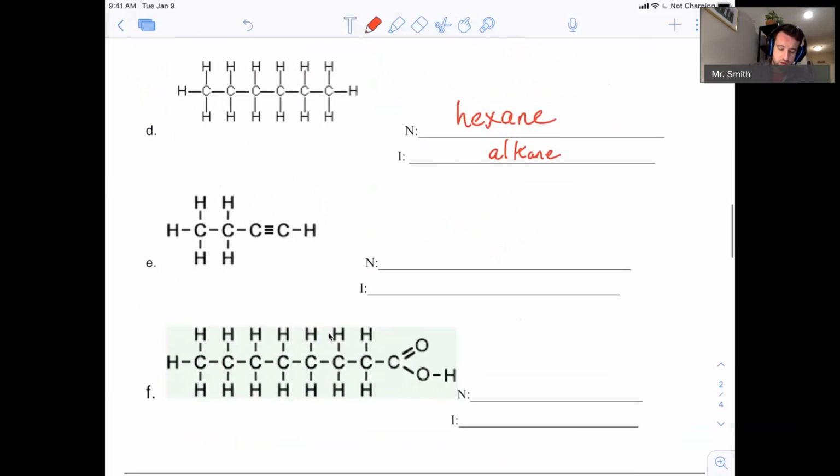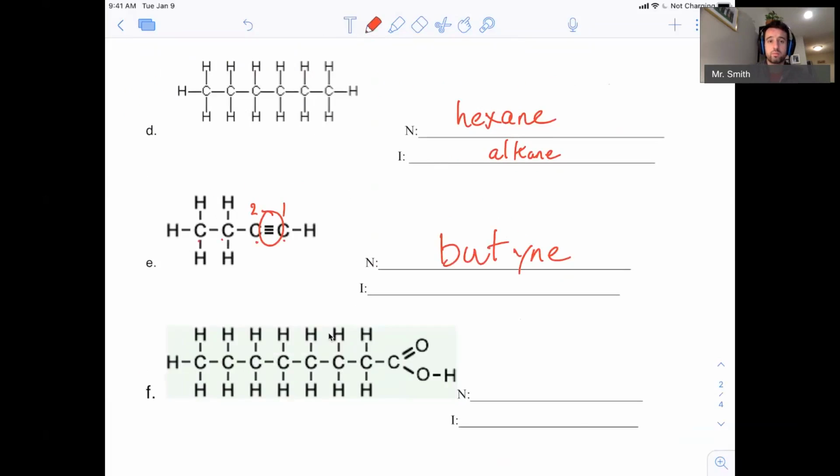For E, we've got a triple bond right here. So we'll just have to watch out for that. Triple bond means we end in yne. And then we've got 1, 2, 3, 4 carbons. So it'd be butyne, and it looks like this triple bond starts between the first and the second carbon. So remember, it's wherever it starts, so it'd be 1-butyne. And remember again, outside to in, that's how we number stuff.